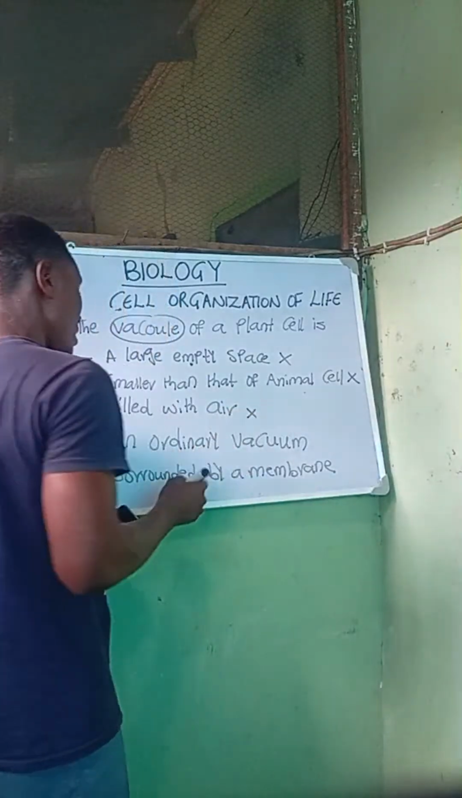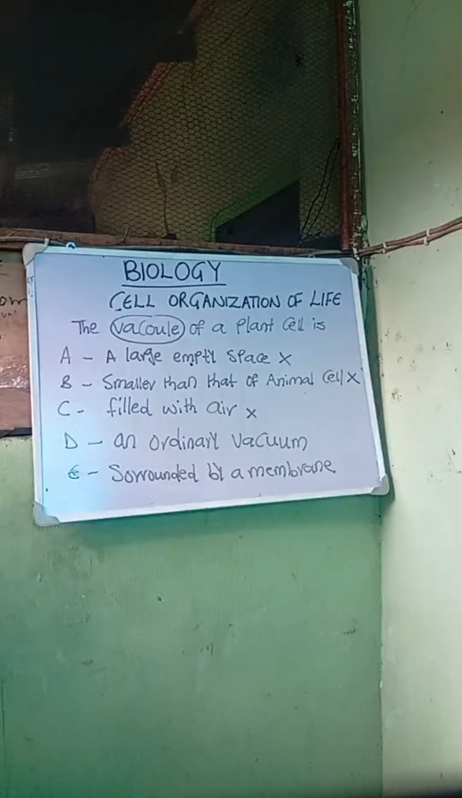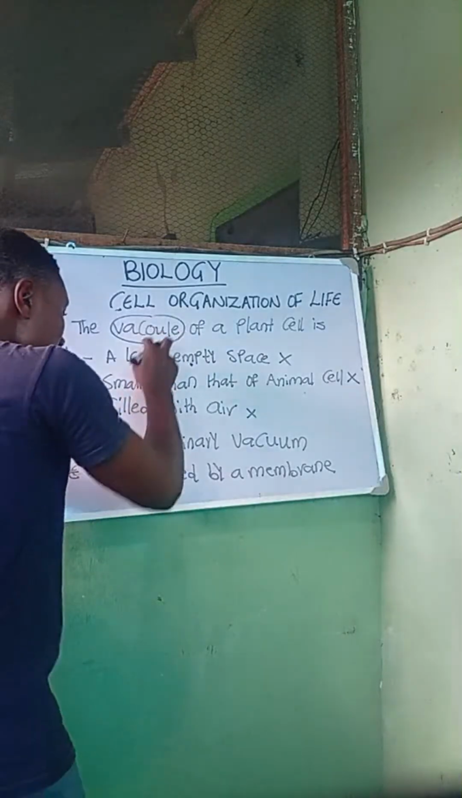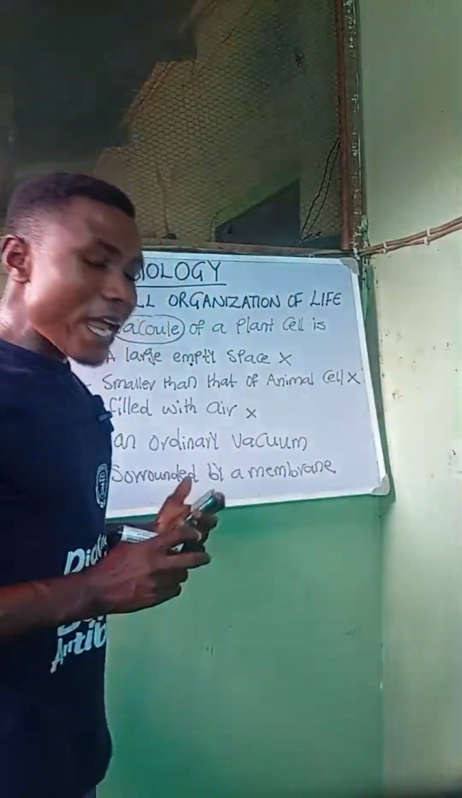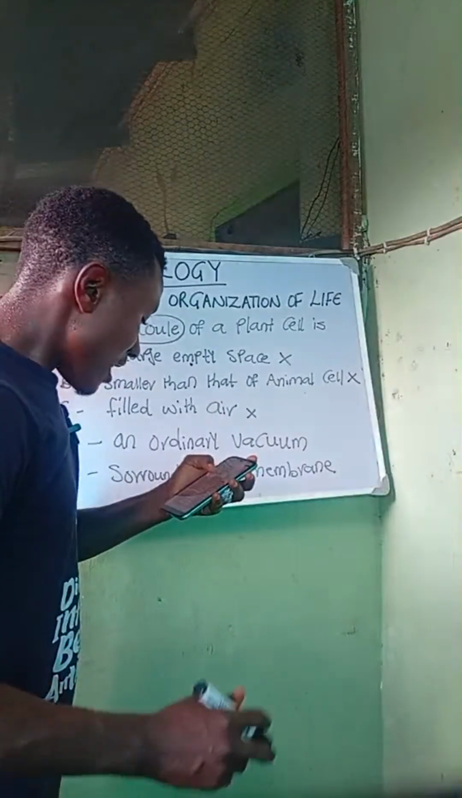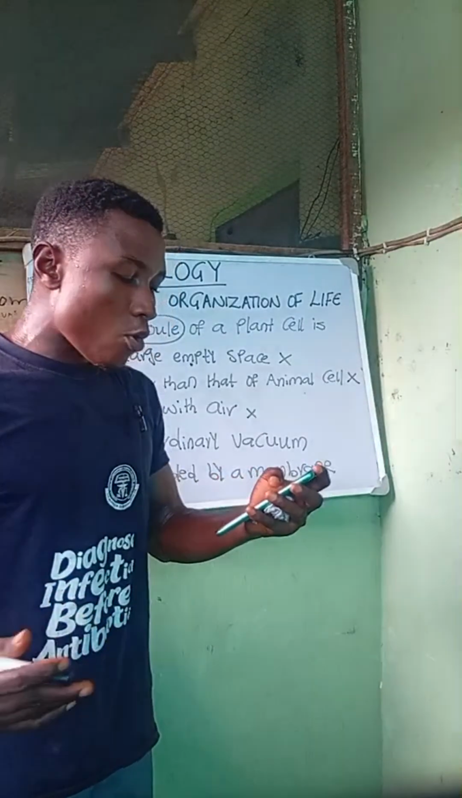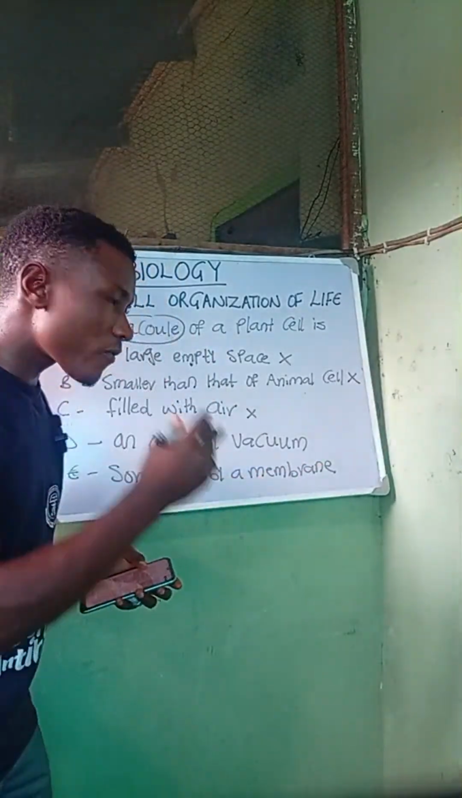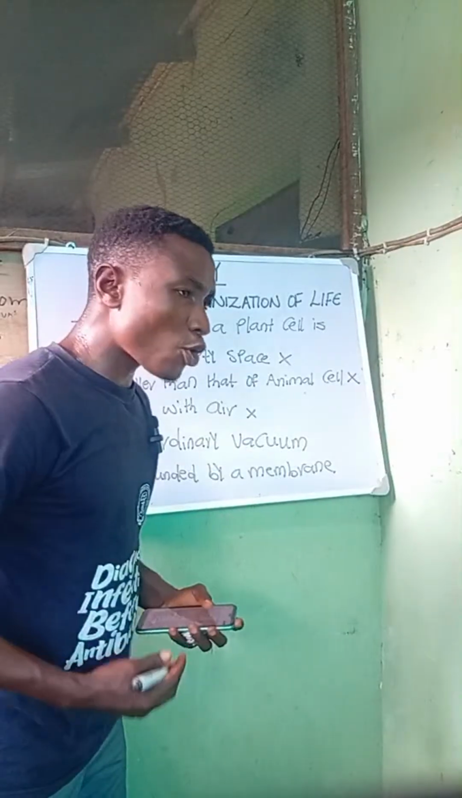So the vacuole is not filled with air, neither is it just an ordinary vacuole. Vacuole means space, an empty space. Now the vacuole is not just a space. You have to know that the vacuole of plants is surrounded by a membrane. Like the answer that I wrote down, I said the membrane-bound vacuole. So the vacuole is surrounded by a membrane.